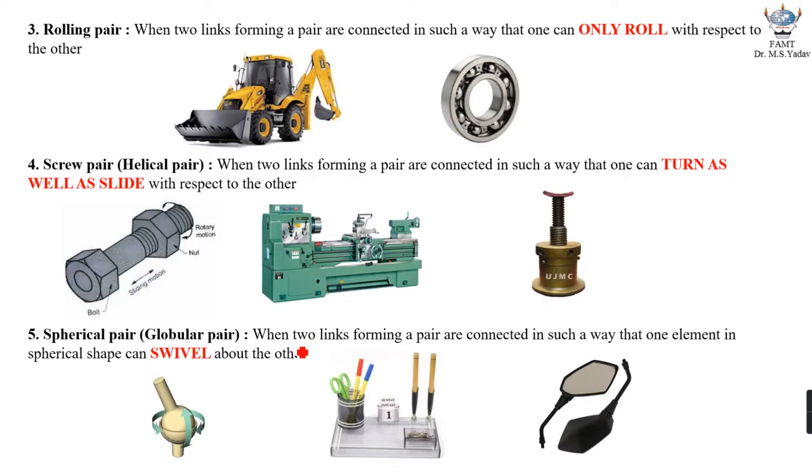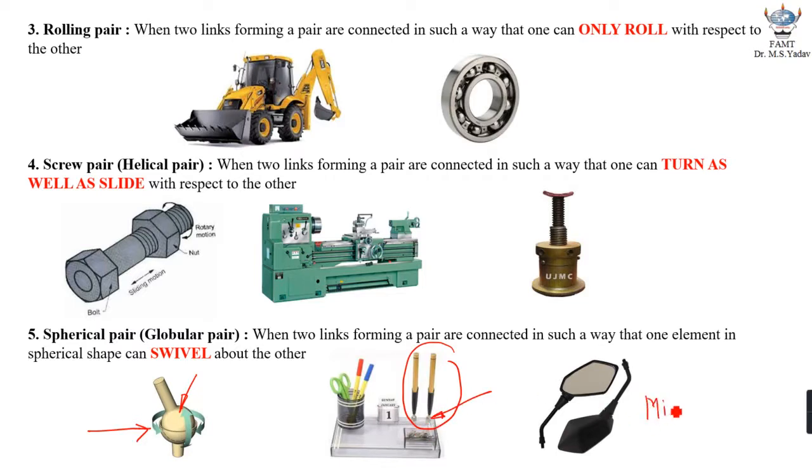When two links forming a pair are connected in such a way that one element, which is spherical in shape, can swivel above the other one. Look at this one. You will find this element is in a spherical shape and it is swiveling with respect to the other one. A practical example for this is obviously the pen stand. If you pay attention to this point, you will notice the end of the pen stand has a spherical shape, and this pen holder can swivel above that particular stand in any direction.